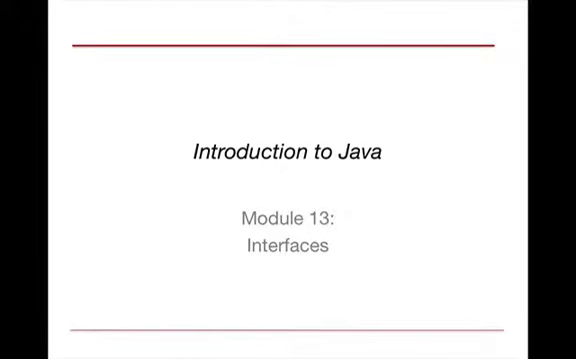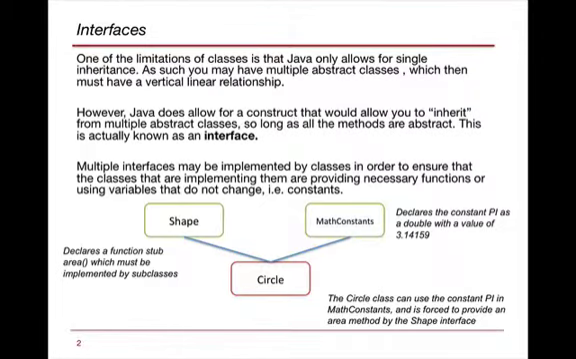An extension of abstract classes is interfaces. Interfaces provide a similar concept when we're dealing with abstract methods. One of the limitations of classes in Java is that you can only inherit from one class, or from a class that inherits from another class would be more than one. But you can only inherit from one class directly. But you may have multiple abstract classes.